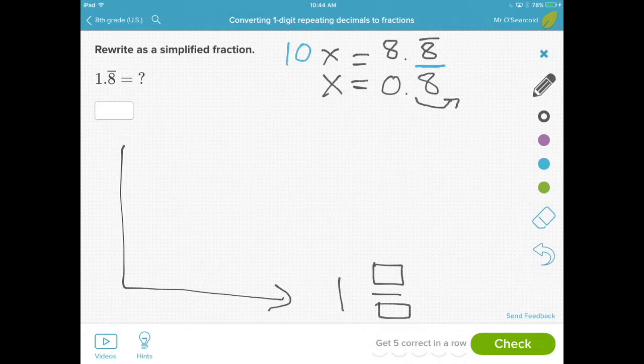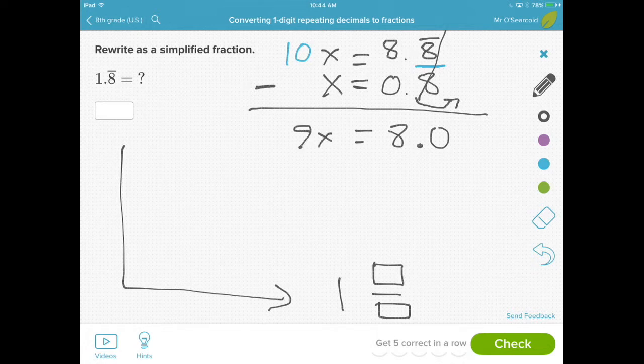Now this is especially useful because applying our algebraic technique, we can actually subtract one equation from the other, right? We can subtract our original equation from this multiplied equation, and the 8s cancel out, so no more repetition. Awesome. Okay, so 8 minus 0 is 8, and 10x minus x is 9x. Remember, that's a count of the number of x's you have.